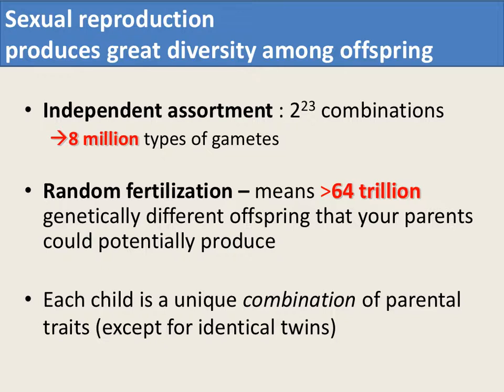You can have an independent assortment. That means the number of combinations of which chromosomes you get is 2 to the 23. That's a huge number of different combinations, like 8 million types of gametes. So you can get a huge number of genetic combinations there.